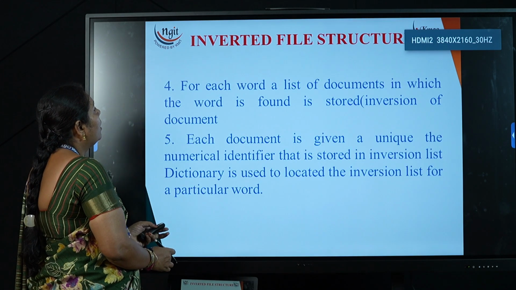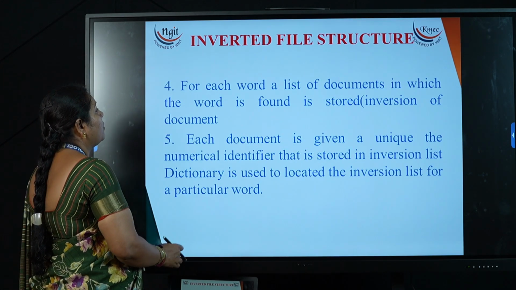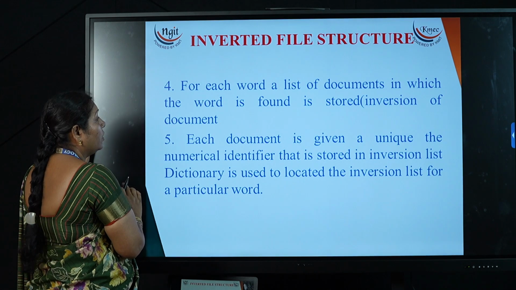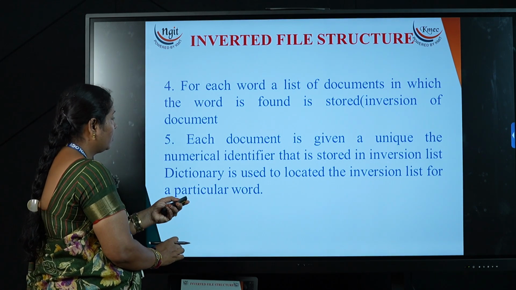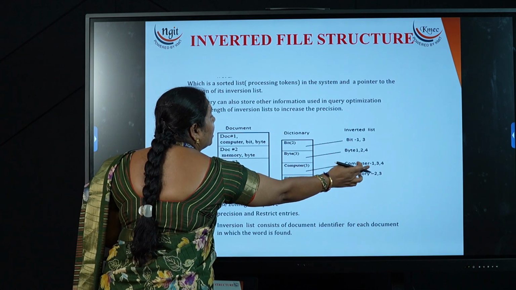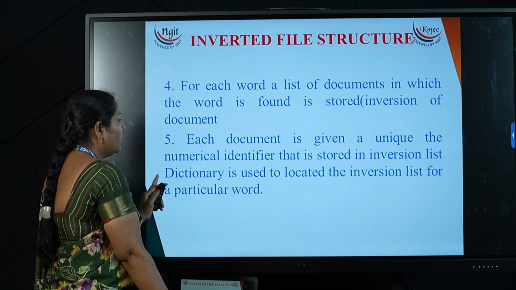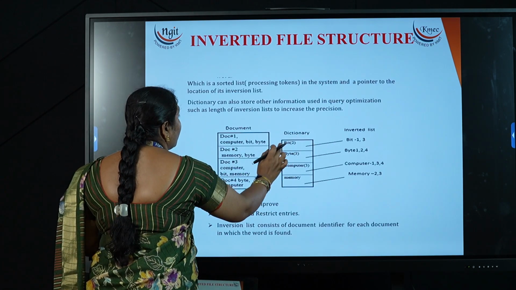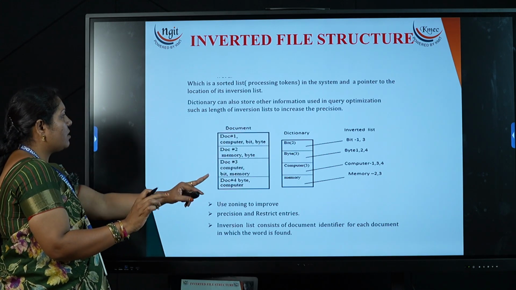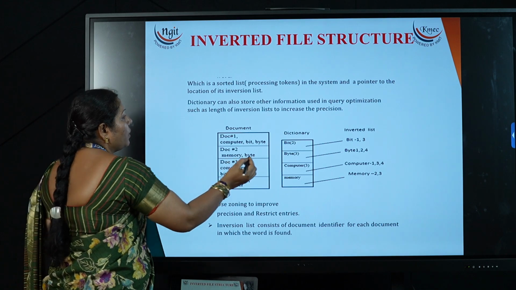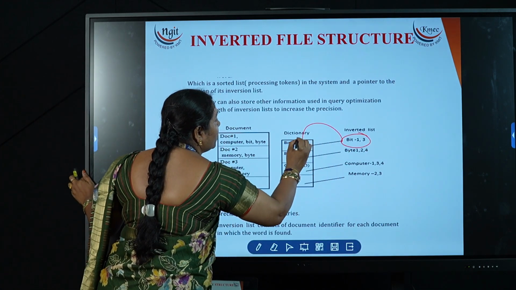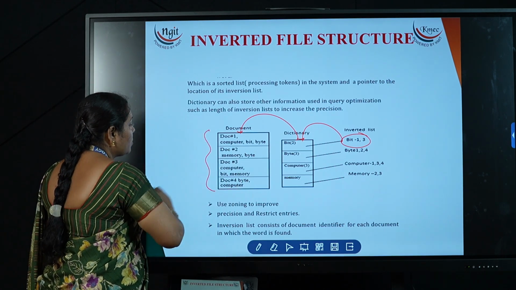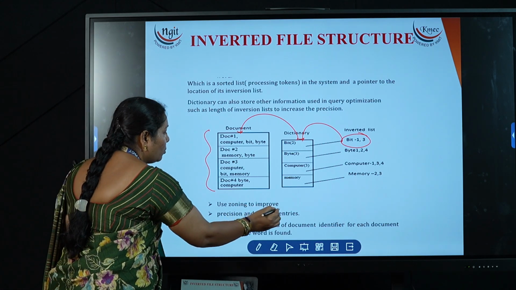We have seen the files, and for each word of the documents, the word is found in the inversion of the document, and each document is given a unique numerical identifier. This is the unique numerical identifier which you are going to store, and the dictionary is used to locate these values in the document. So these three are interlinked. Whenever I take bit 1, 3, this will be in the dictionary and the dictionary will be located according to the document.